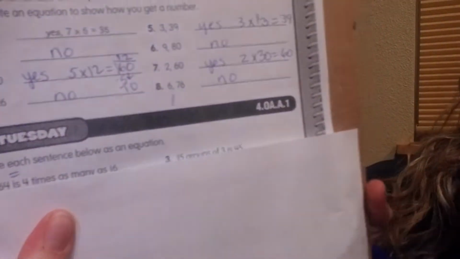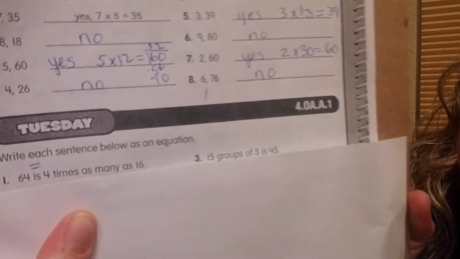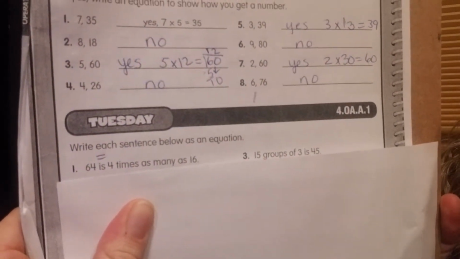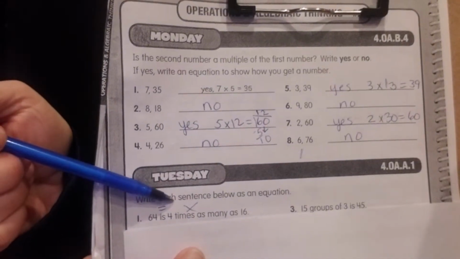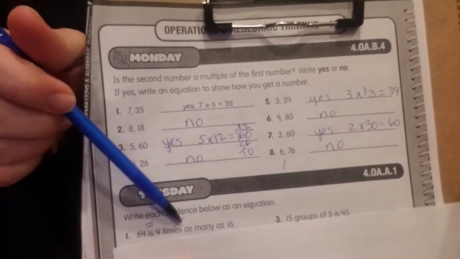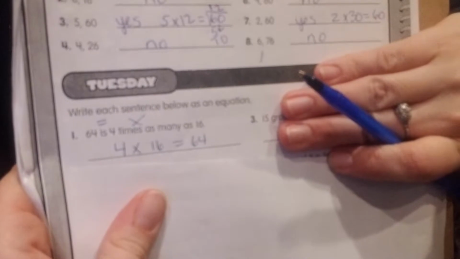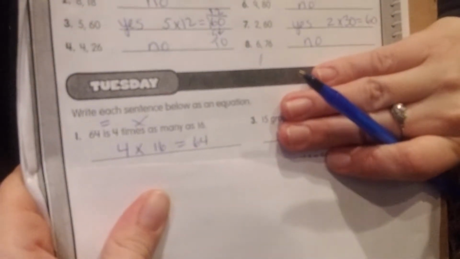4 times as many as 16. Times as many is which operation? Multiplication. So it's telling you 64 equals 4 times 16. Now, you could have written it that way, or the way we write, which is 4 times 16 equals 64. Why don't you write both of those down?